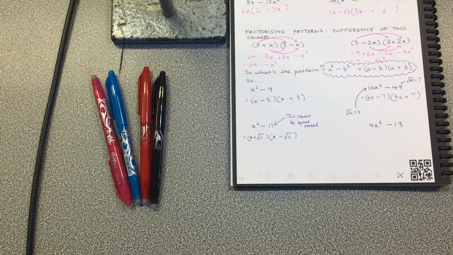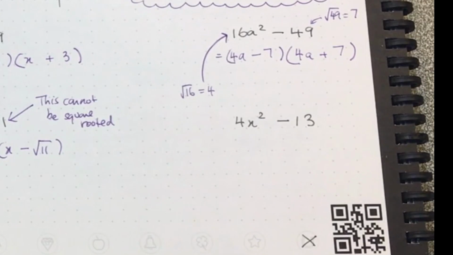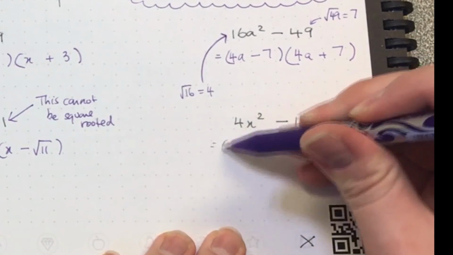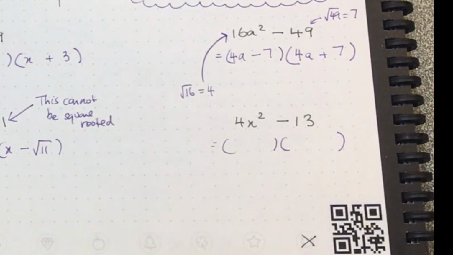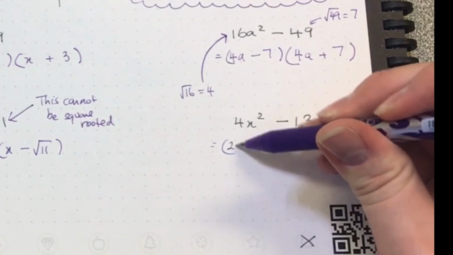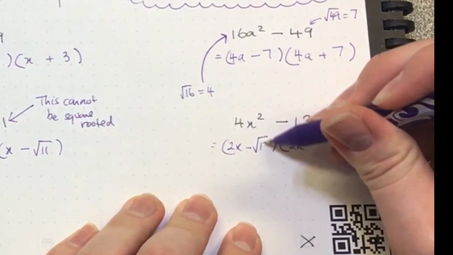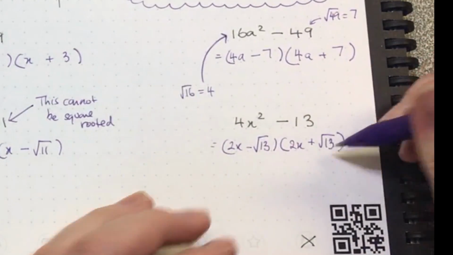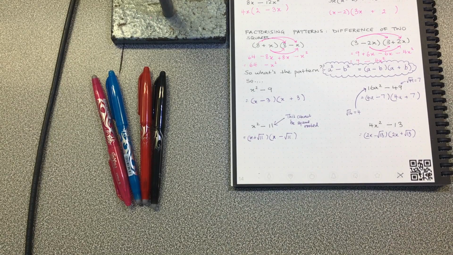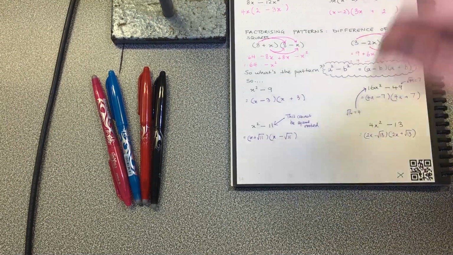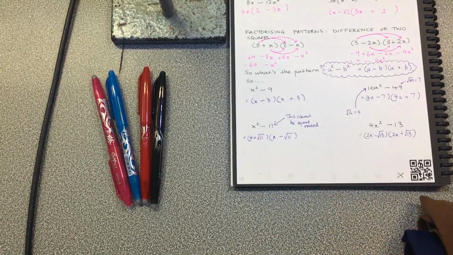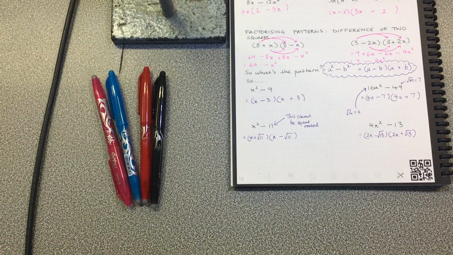Great. So, with that in mind, how would we work out this other one into two brackets here? Okay, so yeah, there's a 2x here and a 2x there. Yep. Well done. Spot on. Okay, so it'll be 2x minus square root of 13, 2x plus square root of 13. And so now that's the factorising pattern. Hooray!